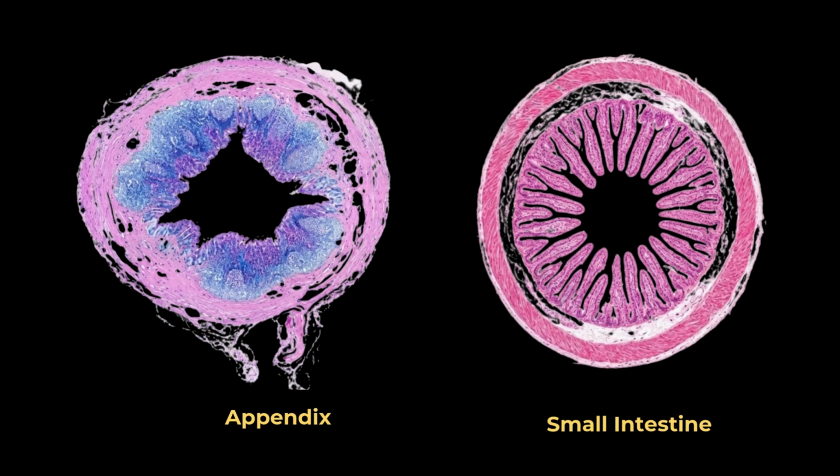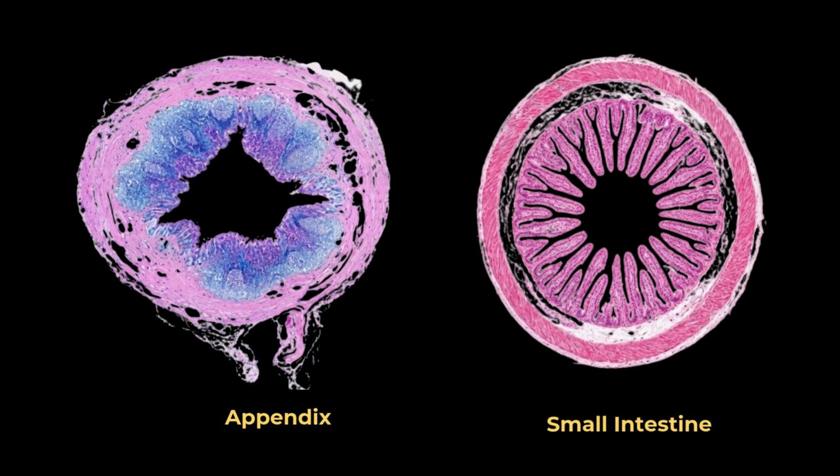The lumen of the appendix is much narrower than that of the small intestine. It often looks irregular or star-shaped. This is different from the small bowel, which has a smooth and wider lumen. Because the appendix lumen is narrow, it is more prone to obstruction.